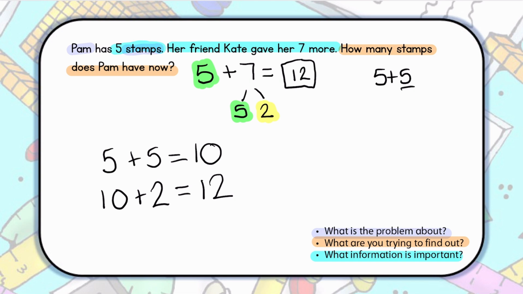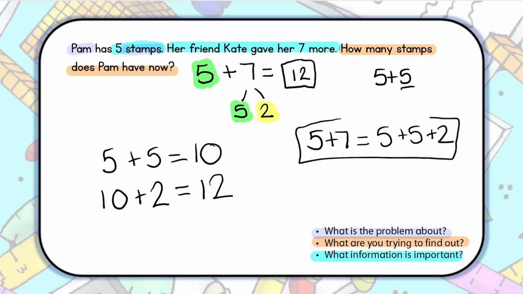Another bit of information I understand is that 5 plus 7 is the same as 5 plus 5 plus 2. They are equal. This means they are equivalent. Let's try another one.